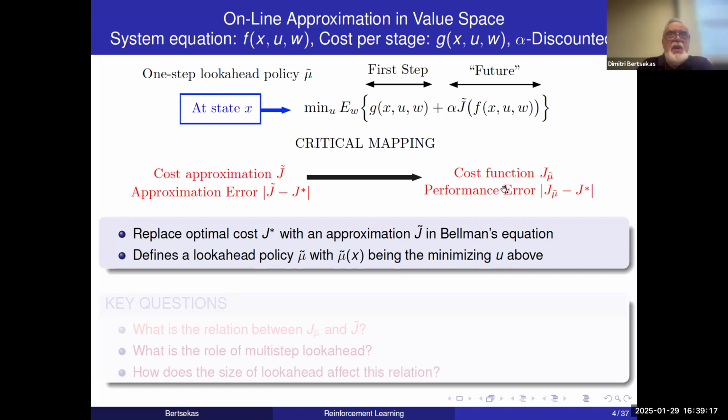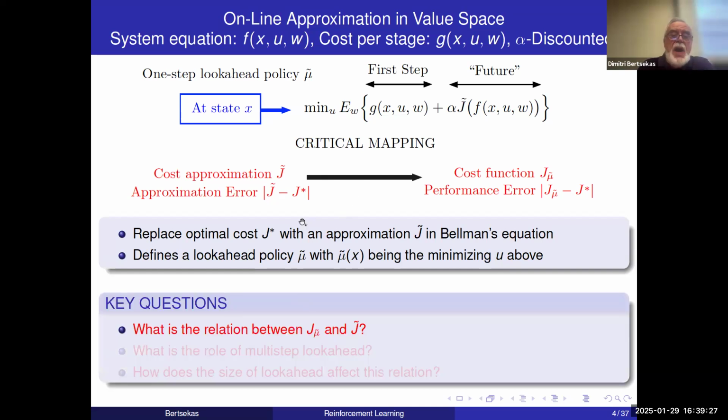It's a critical question. It tells you, when you approximate right and left, how does this affect the result that you get? That's the question. So we want to ask questions around this issue. First of all, what's the relationship between J mu tilde and J tilde? Then, this is one-step look-ahead. What if we were to use multi-step look-ahead? What would change with this relationship?